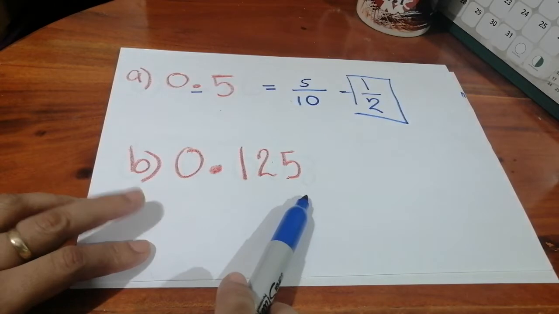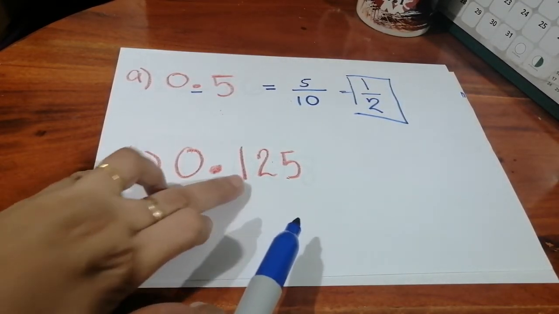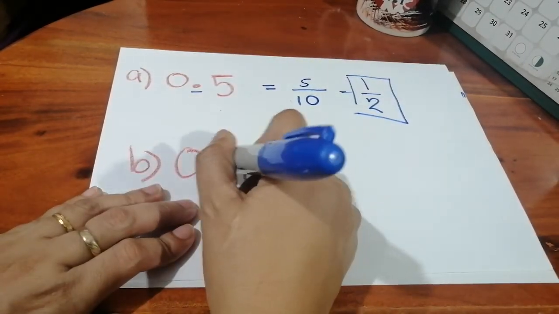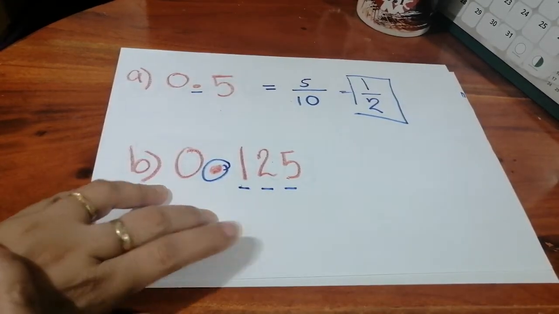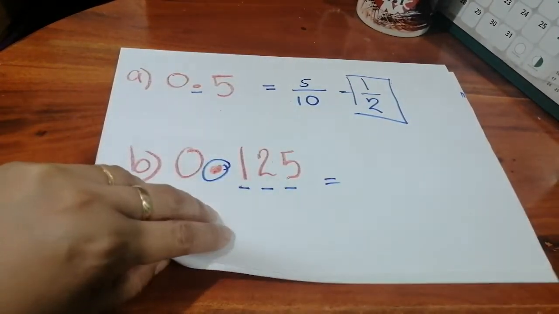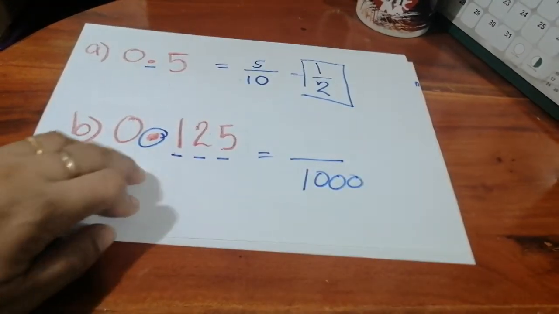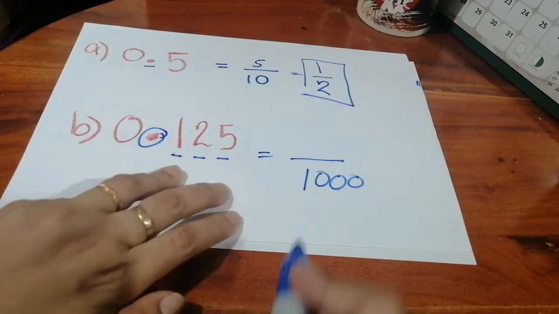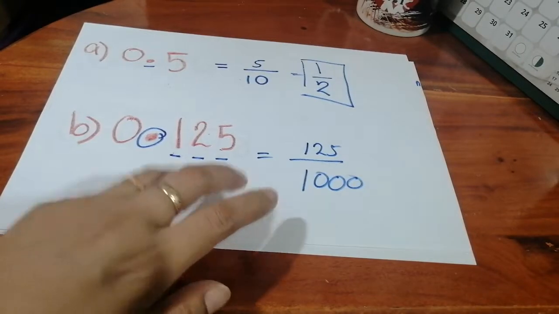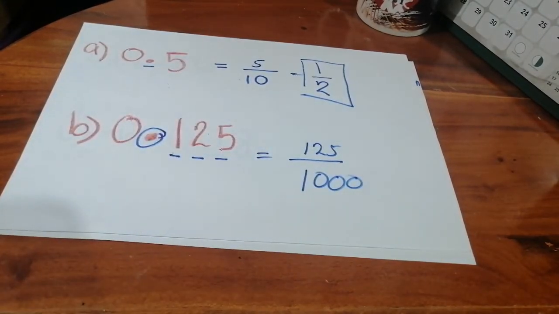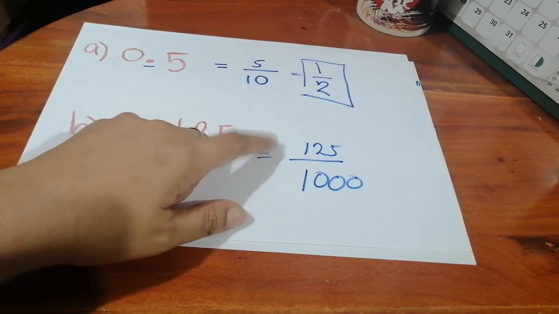Next, it's 0.125. Again, we need to look at the digits after the decimal point. This is the decimal point. How many digits? 1, 2, 3. Since we have 3 digits here, the denominator will have 3 zeros, because there are 3 digits here also. Then we just copy this 125 on top without the decimal point. So there's no more decimal point. Then try to see if you can still simplify 125 over 1,000.